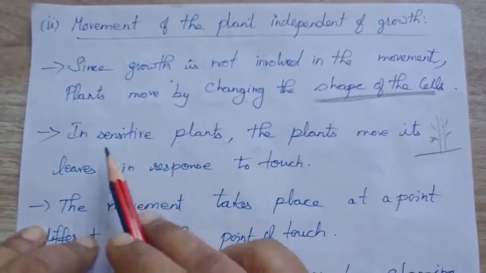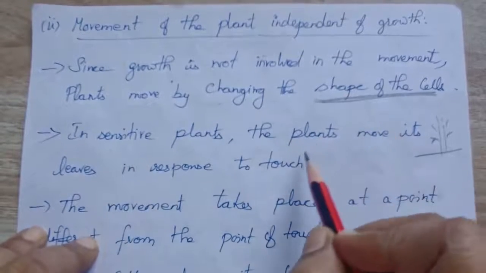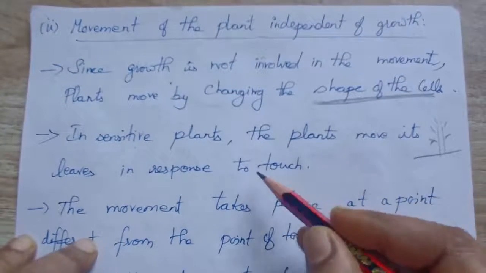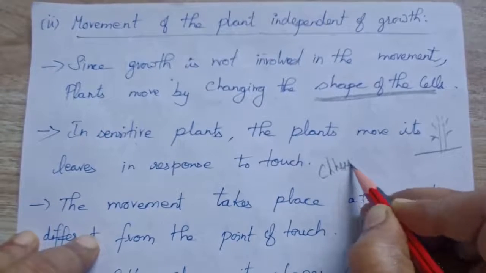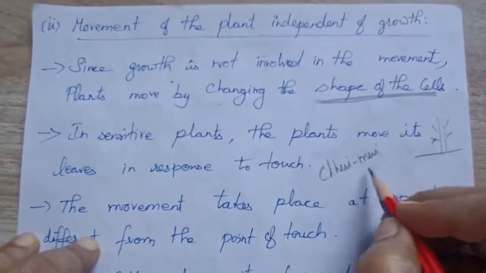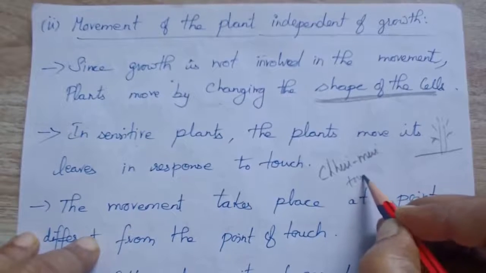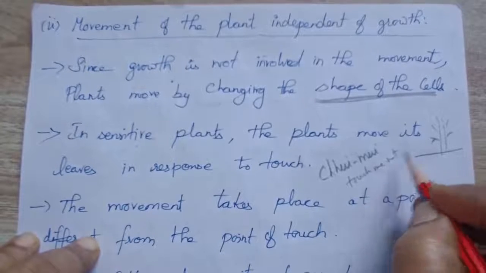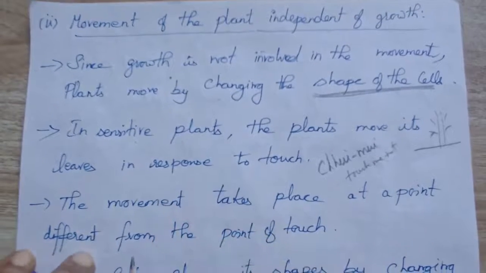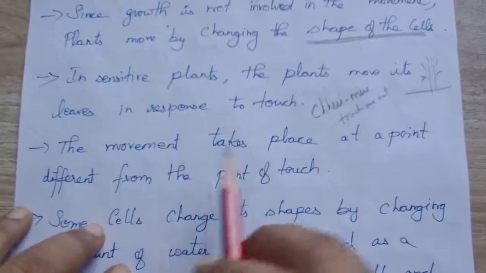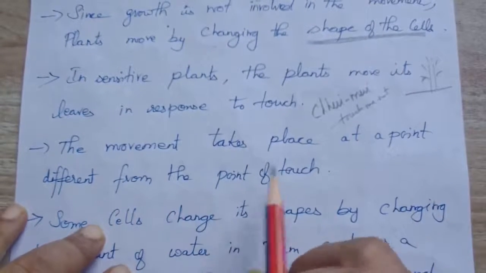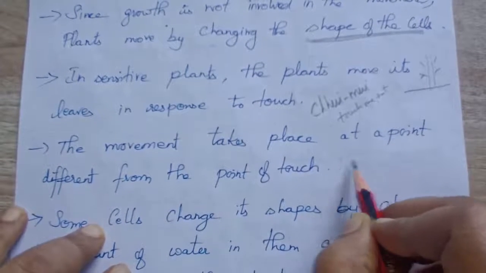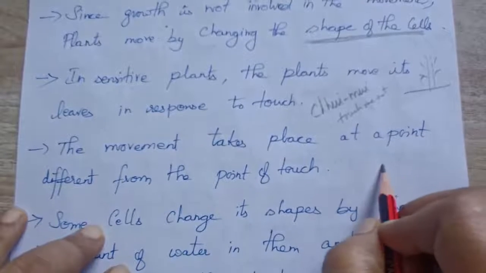In sensitive plants like this touch-me-not plant, the plant moves its leaves in response to touch. We call it the touch-me-not plant, or sensitive plant. And one more thing: the movement takes place at a point different from the point of touch. We are touching here, but the movement takes place from here. How does it happen? Some communication is taking place, right?